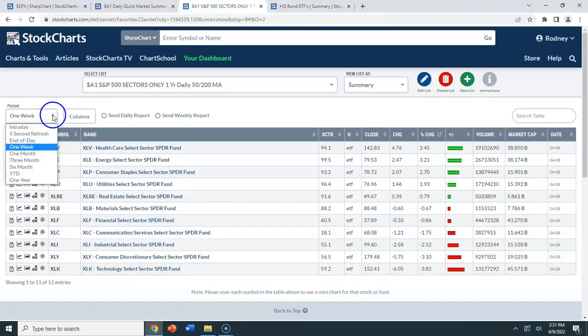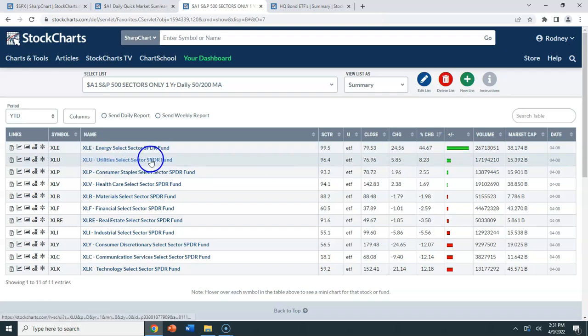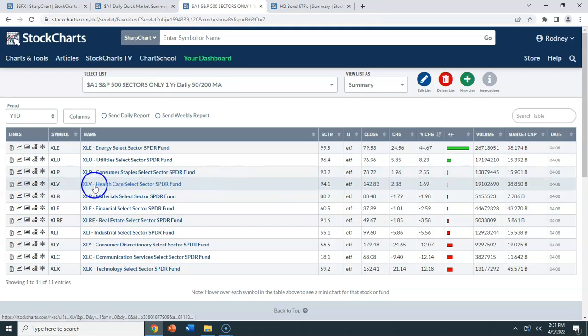Nothing is working. Let's take a look at the sectors year to date, because I want you to understand just how lopsided everything is right now. The energy sector is up 44.67% year to date. Utilities up 8.23. Consumer staples up 2.55. Do you really think these are the sectors of the S&P 500, the growth sectors, the things that we want to be performing? We're getting towards the middle of April already, into the first week in April, and we've got 4 sectors that are positive. The last one is healthcare.